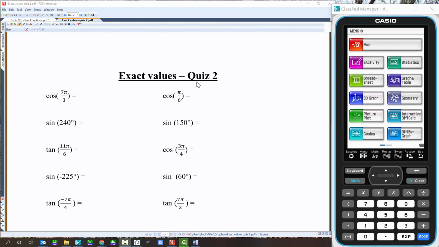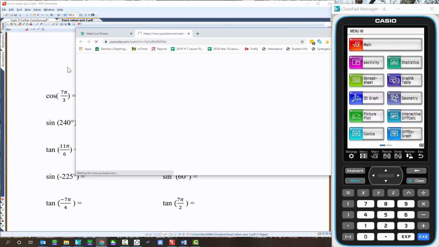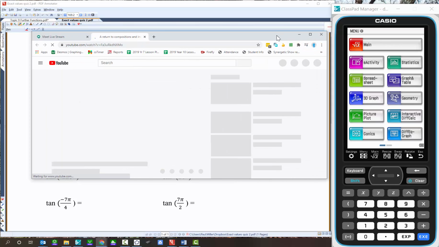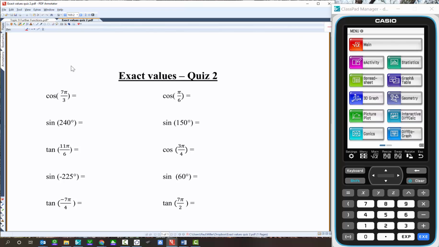Okay, solutions to our second exact values quiz. So first up, cosine of 7 pi on 3. So we've got 6 pi on 3 is 2 pi. This is going to be 7 pi on 3 here. We're doing cosine, so it's going to be positive, and it's going to be the cosine of pi on 3 more than 6 pi on 3.